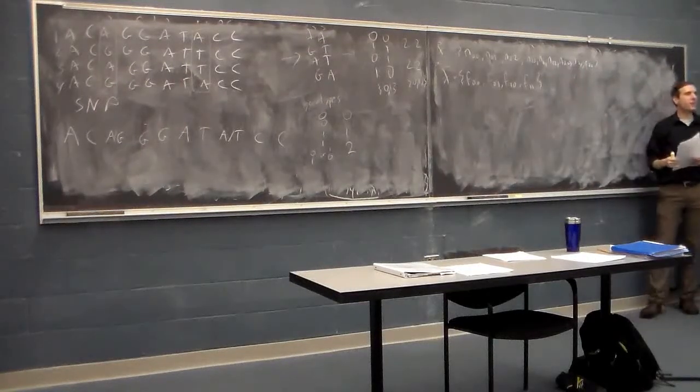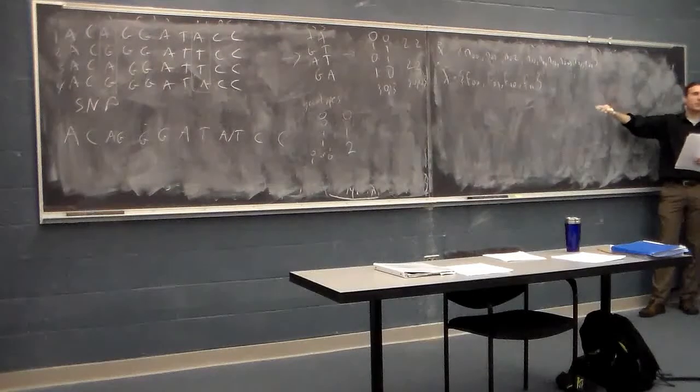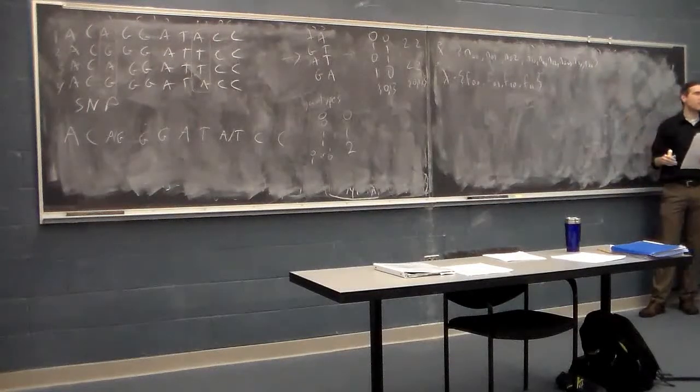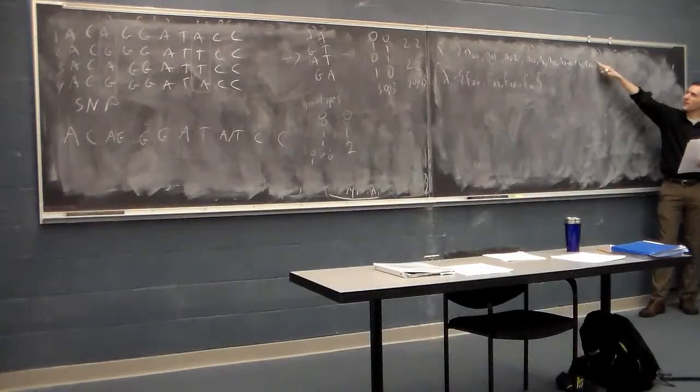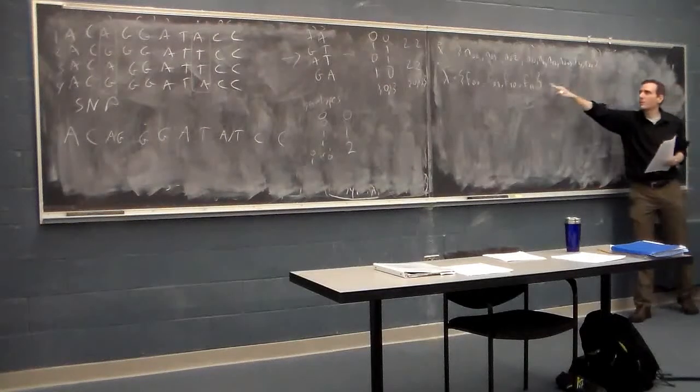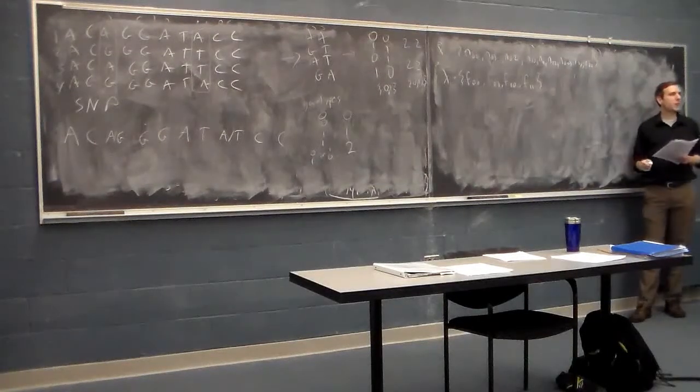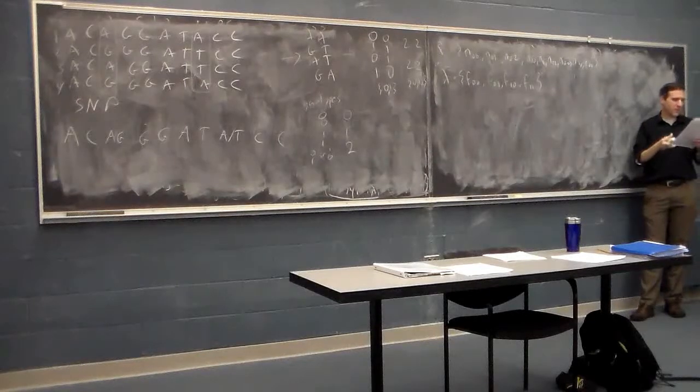So if we had k sites, we would have 2 to the k possible haplotypes and 3 to the k possible genotypes. And we're assuming we've got counts of the genotypes, and we're trying to infer frequencies of the haplotypes. So does that make sense to everyone?